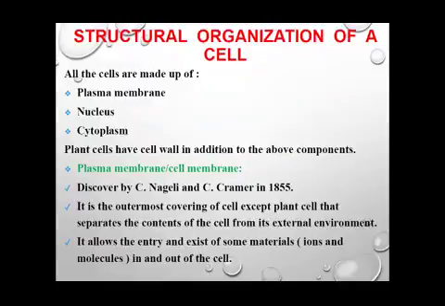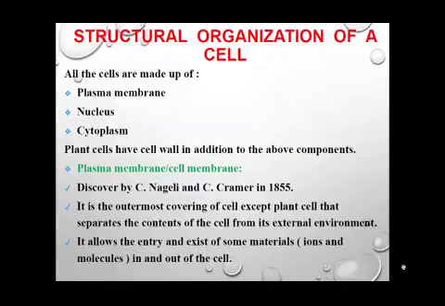So what are these cells made up of? These cells are made up of plasma membrane, nucleus and cytoplasm. So all of the cells contain these three things. That is the outer plasma membrane, the nucleus present inside at the center, and the ground substance, that is the cytoplasm. We will be studying these in detail.